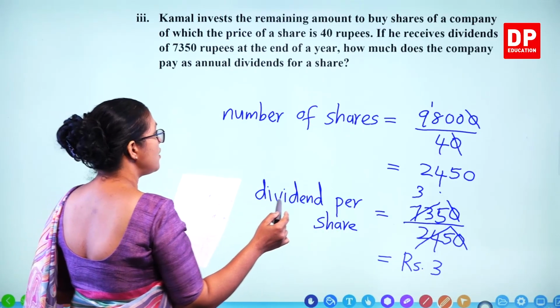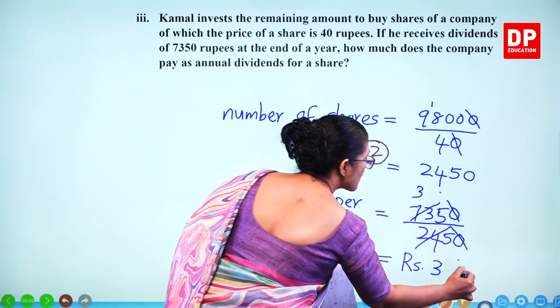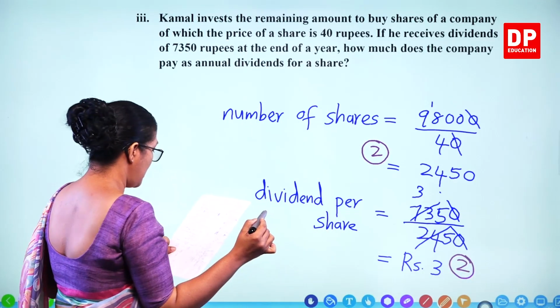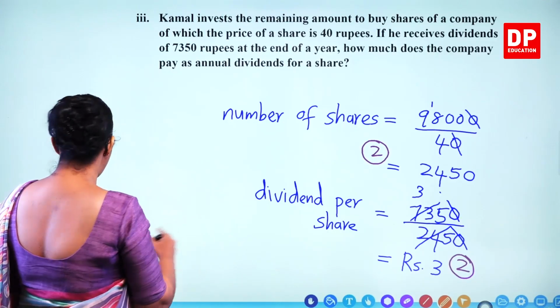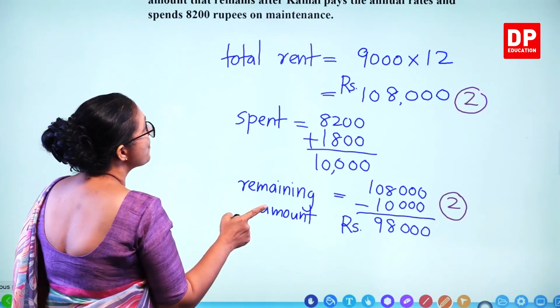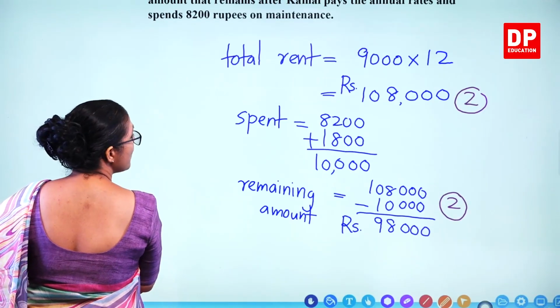So for that one, you are getting 2 marks for finding the number of shares and 2 marks for the final answer. So we gave all 10 marks there. 2, 2, 4 and 4, 8 and 2, 10 marks for that question.